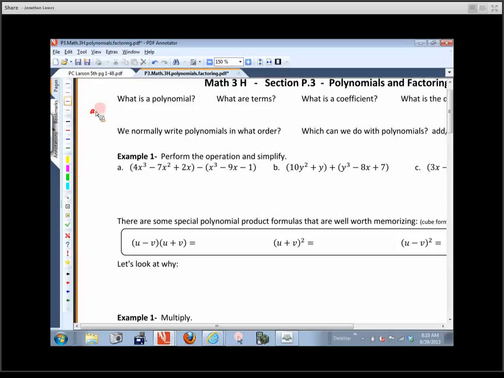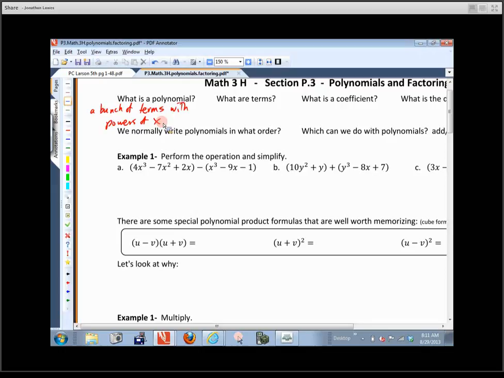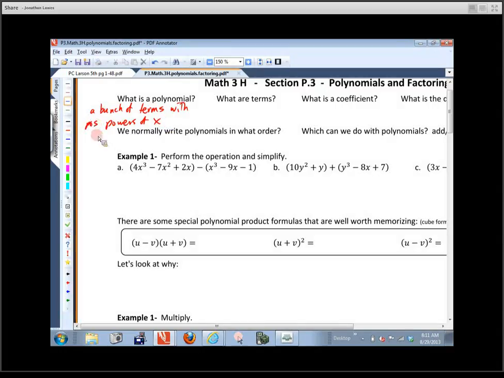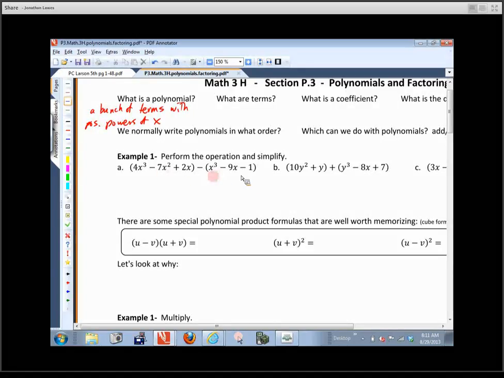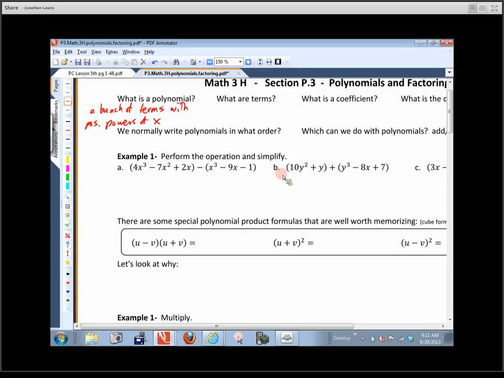So we'll say something like this. This is pretty informal. A bunch of terms with powers of x. And I'm going to add one more thing. Powers of x isn't quite enough. They need to be positive powers of x. So these examples right down here, these are all polynomials. You'll notice that none of them have negative exponents.